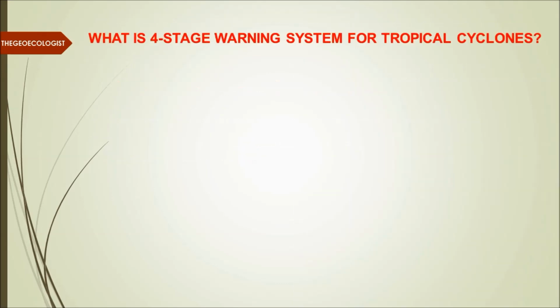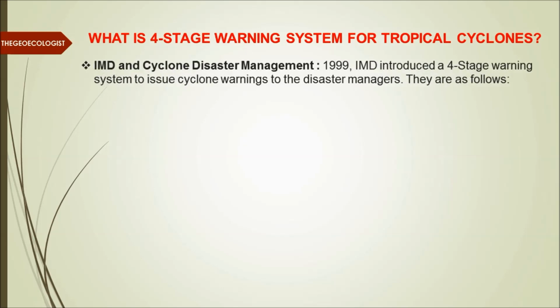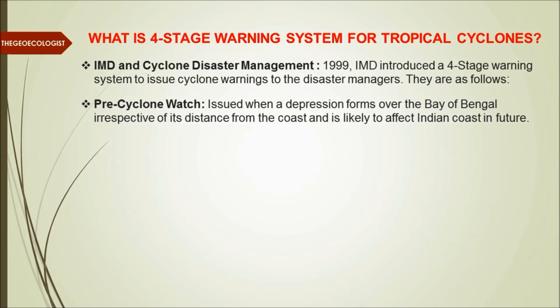Now, what is this 4-stage warning system of tropical cyclones? Let's understand in this session. In 1999, IMD, in Cyclone Disaster Management, introduced a 4-stage warning system for issuing cyclone warnings. The first stage is the pre-cyclone watch. It is issued when a depression forms in the Bay of Bengal, irrespective of its distance from the coast.